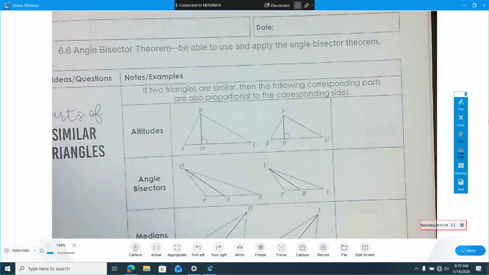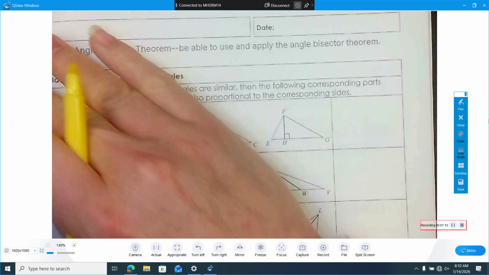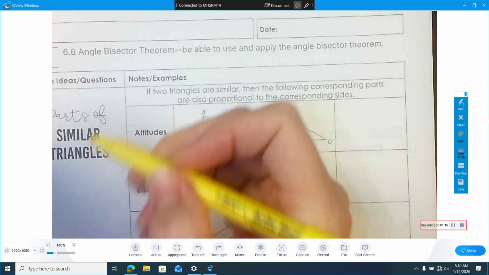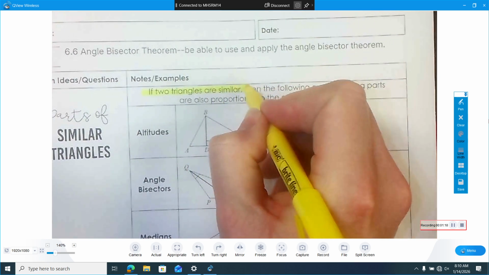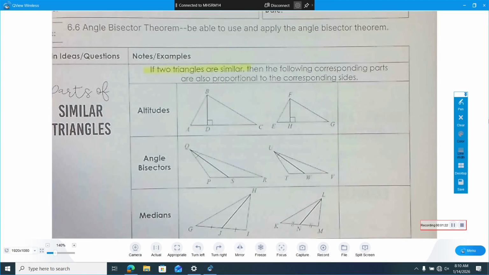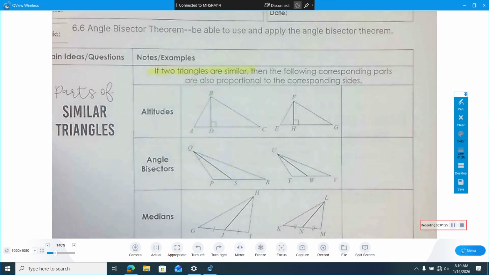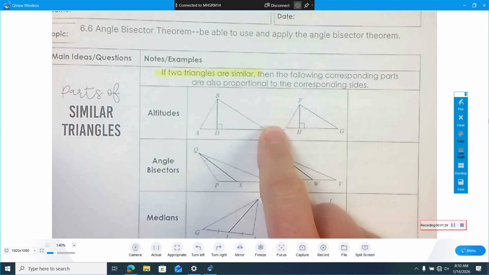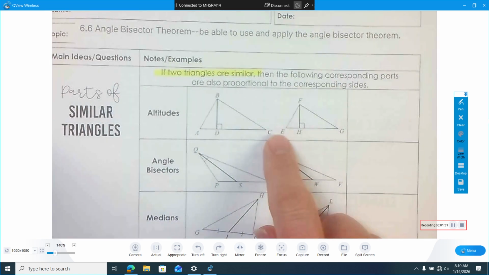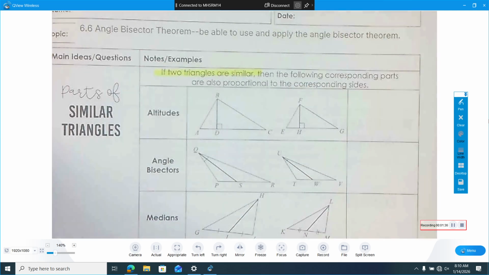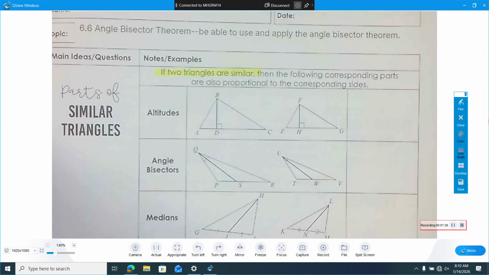Today we have some interesting proportionalities going on. It's contingent upon two triangles being similar. You can see here we have triangle ABC, which is similar to triangle EFG. This one's a little bigger, this is a little smaller, but they're similar triangles. And so what we have here are some special cases.